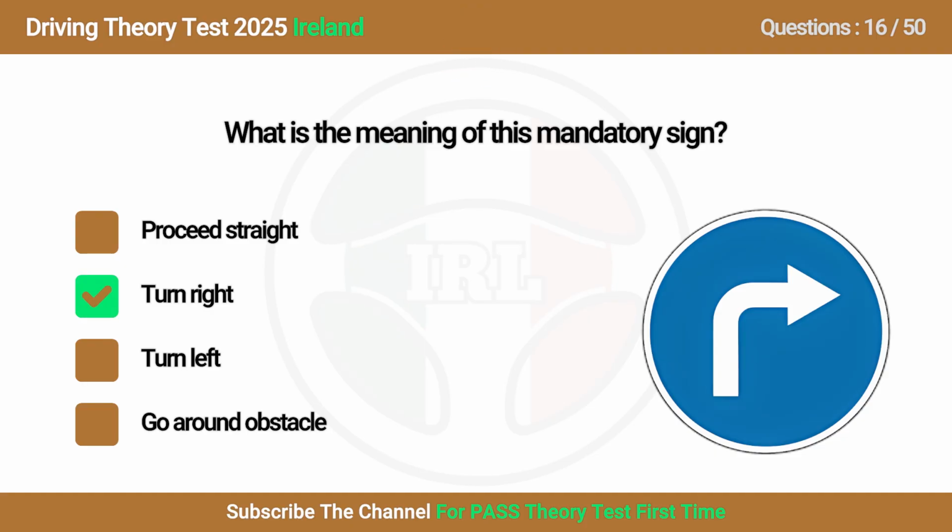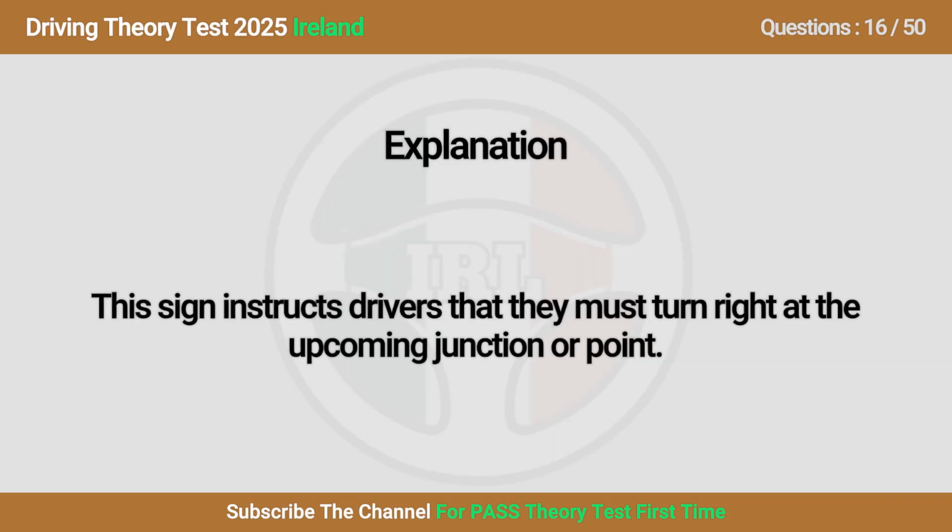Answer is B, turn right. This sign instructs drivers that they must turn right at the upcoming junction or point.